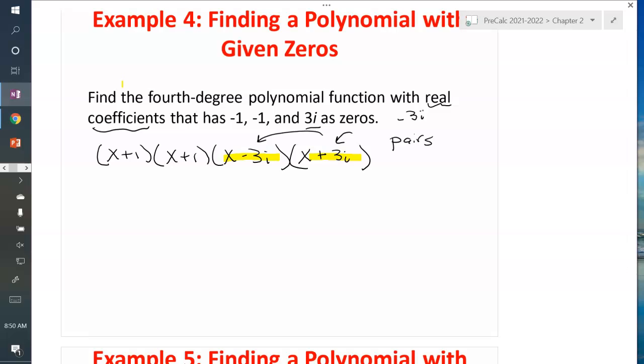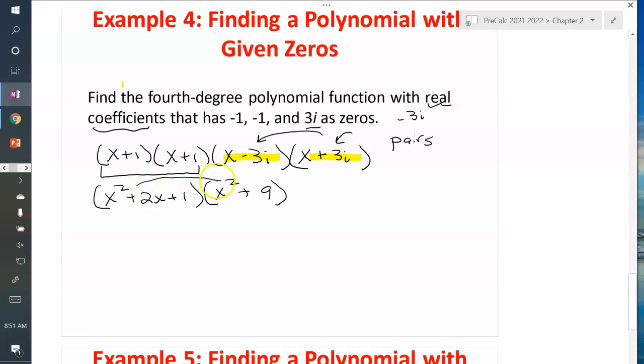All right, so let's go ahead and start distributing. I'm going to do those two first. So x squared plus 2x plus 1. When you FOIL that, that's what you get. This is a sum of 2 squares because we have the conjugates. So I'm going to get an x squared plus 9 out of that. So if you FOIL the first one, you get x squared plus 2x plus 1. FOIL your second one, you get x squared plus 9. And then we're just going to keep distributing.